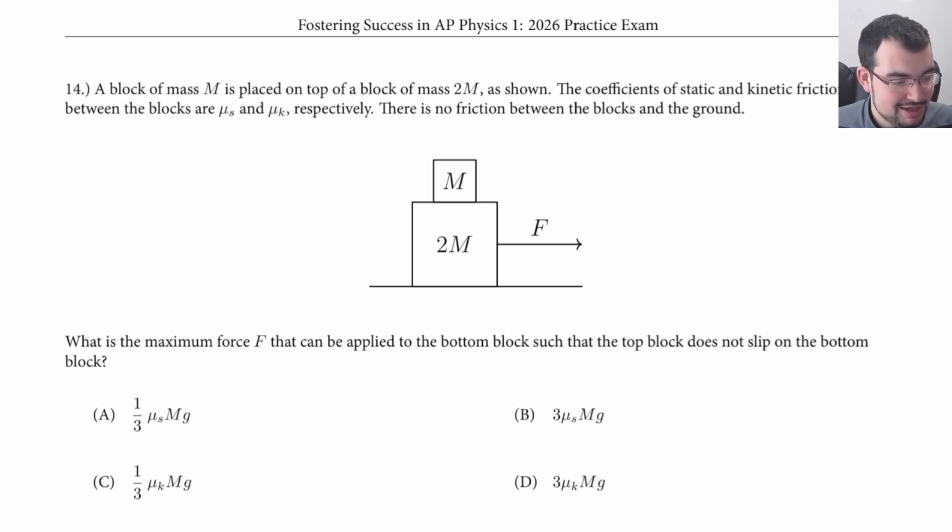All right, a block of mass m is placed on top of a block of mass 2m. The coefficients of static and kinetic friction are mu s and mu k. There's no friction between the blocks and the ground. What's the maximum force that we can apply to the bottom block such that the top block does not slip?